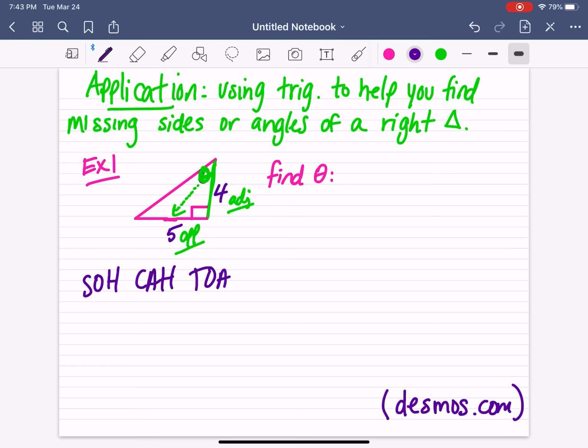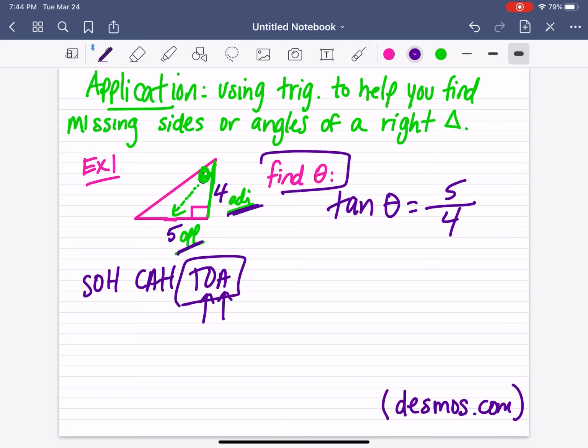Now, we said that we are given the opposite and the adjacent. Therefore, this problem yields us using tangent. So tangent of theta equals the opposite, which is 5 in this problem, over the adjacent, which is 4. So remember, we're trying to find theta, the angle measurement.